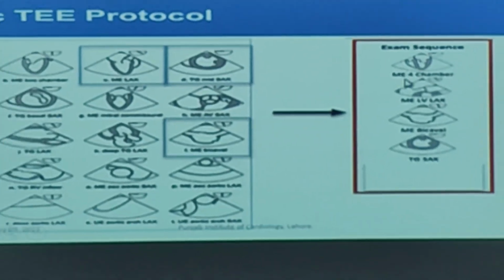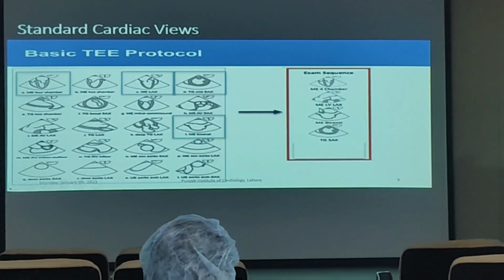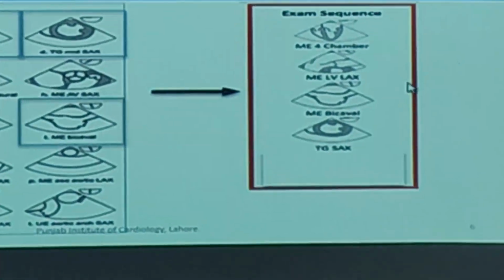For the TEE, we use the mid-esophageal 4-chamber, left ventricle long axis, and of course bicaval and transgastric short axis views. The difference between the TEE and transthoracic is this: in transthoracic we are very far away from the structures we look for, but on the TEE we are very close. But there is one difference in the image.